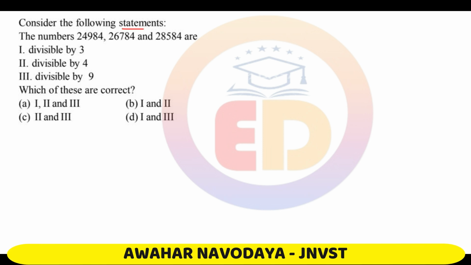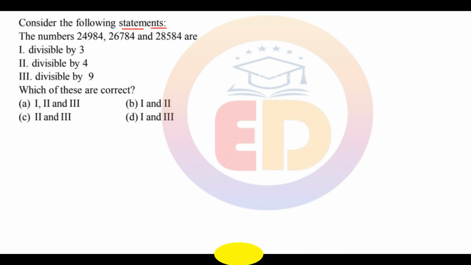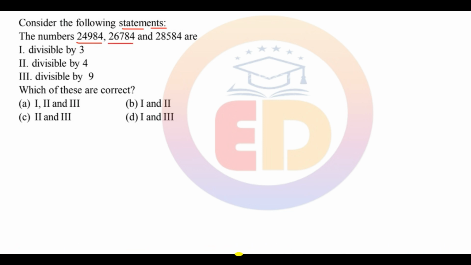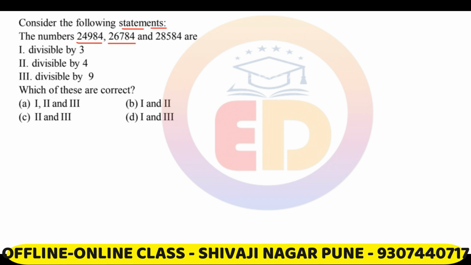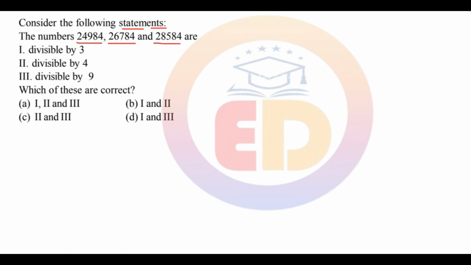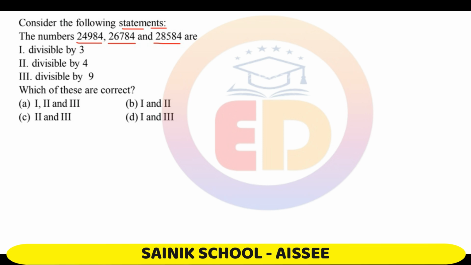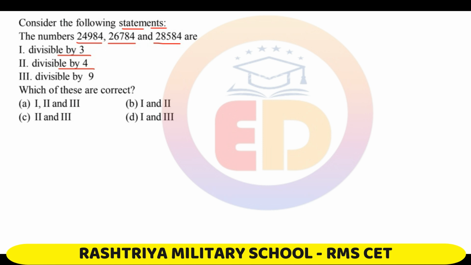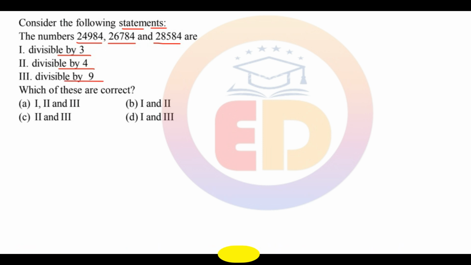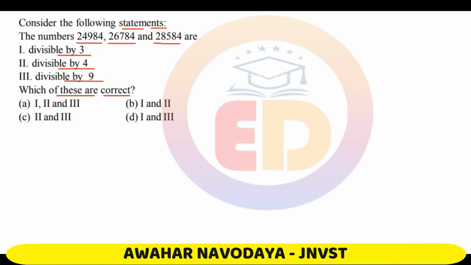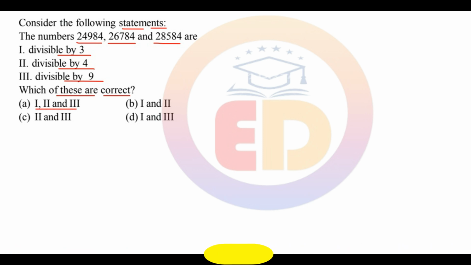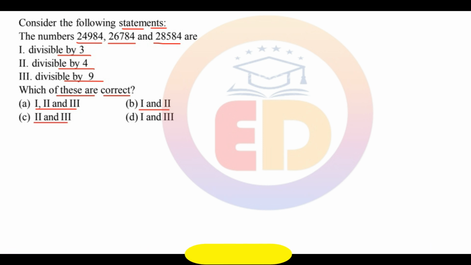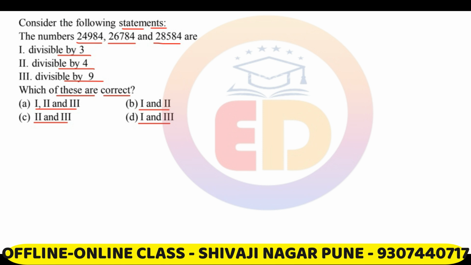Consider the following statements. The numbers 24,984, 26,784 and 28,584 are: 1, divisible by 3; 2, divisible by 4; 3, divisible by 9. Which of these are correct? Option A: 1, 2 and 3. Option B: 1 and 2. Option C: 2 and 3. Option D: 1 and 3.